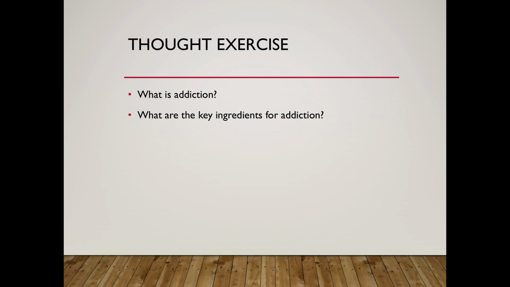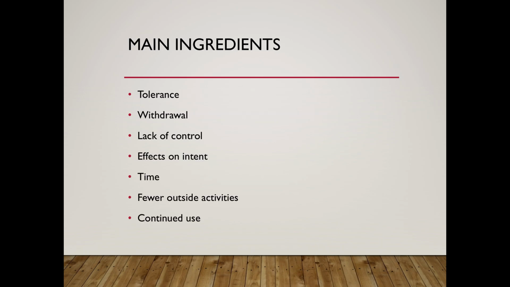Now, some of you are probably accurately thinking an addiction is someone who keeps using even though they keep finding consequences, or an inability to stop. And those are both accurate answers. But what else? There's a little bit more to it than that. So the main ingredients needed for addiction include tolerance, withdrawal, lack of control, effects on intent, time, fewer outside activities, and then the biggest red flag of all, continued use despite consequences. See, I told you you guys were right.